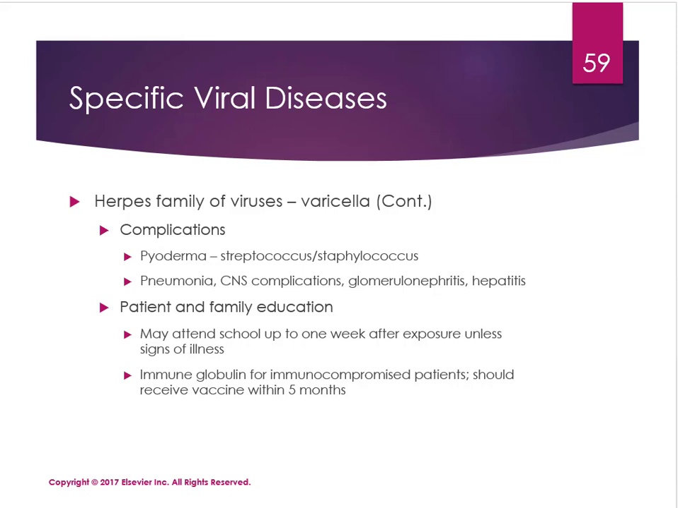The child may attend school up to 1 week after exposure unless there are signs of an illness. If they begin to show signs of illness, they need to be kept home for at least a week. If they do not break out in a rash, they can return to school. Children with active disease are to be kept home until the lesions have crusted over. For immunocompromised patients, immunoglobulins can be given, and then they should receive the vaccine within 5 months.